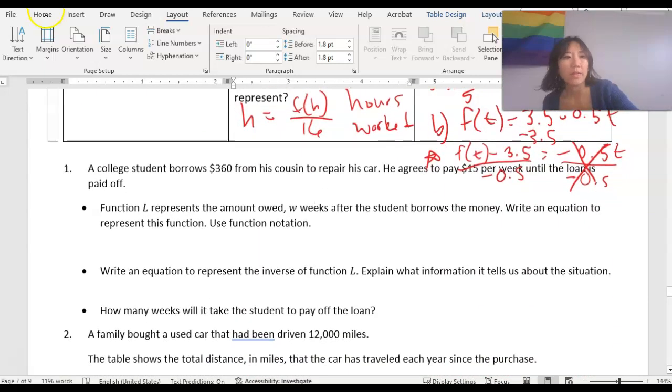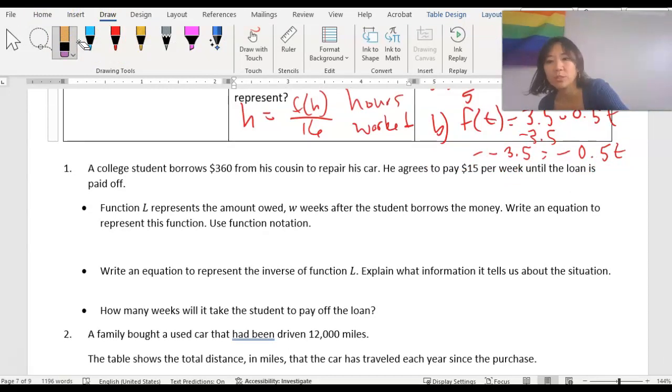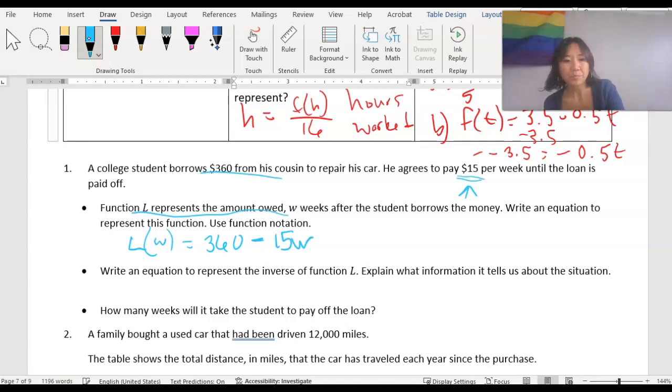All right. Moving into the next part of our review, there's just a couple of questions here to get your mind going. A college student borrows $360 from his cousin to repair his car. He agrees to pay $15 per week until the loan is paid off. Function L represents the amount owed. All right, so L of W equals 360 is the amount he owes, minus he's going to pay $15 a week, so $15 per week. This is our equation using function notation.